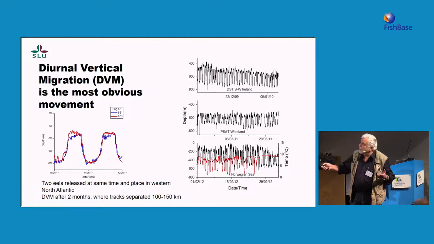A problem is to understand why they do this, because once they start migrating, they stop feeding. So they have no reason to search for food. They have good reason to avoid being eaten. We found a lot of predation going on on the tagged eels. But why don't they stay down here? Why spend a lot of effort going up and down every day when they might as well do the whole migration down here?